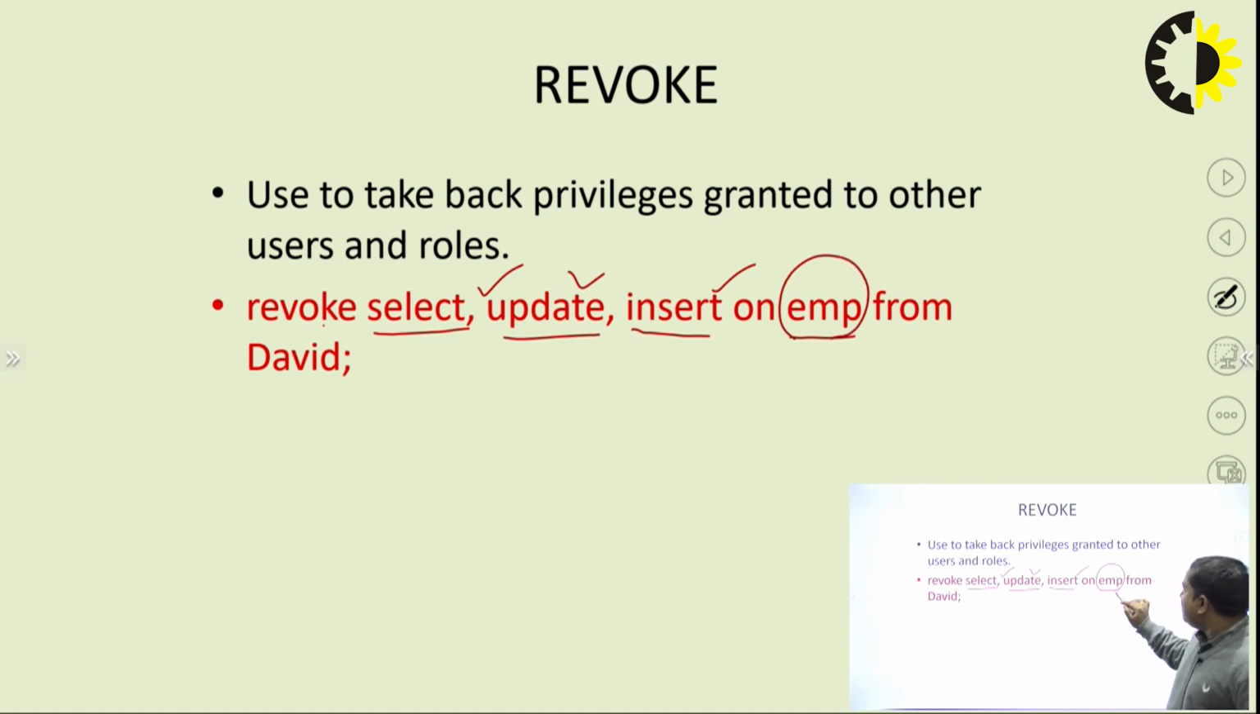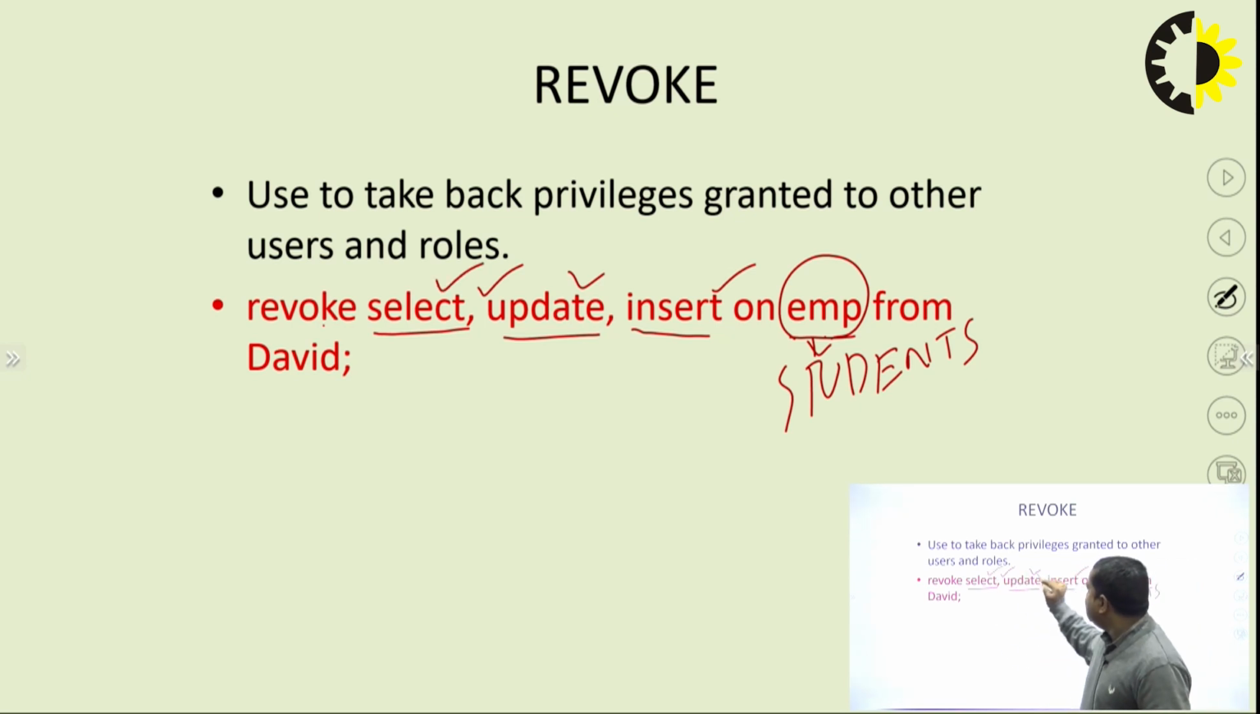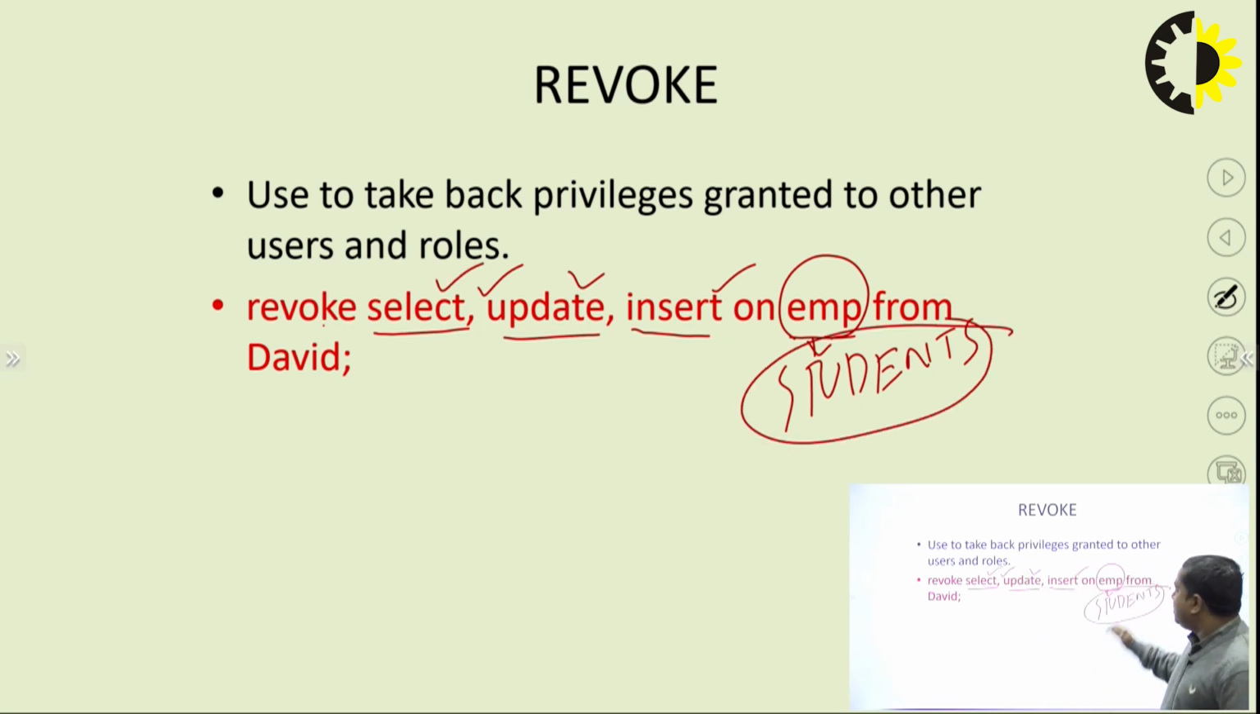Okay, so here we have changed the table. We can also write here what? Students. Okay, so we can write down revoke select, update, insert on students from David. So David cannot perform these operations on the student table.